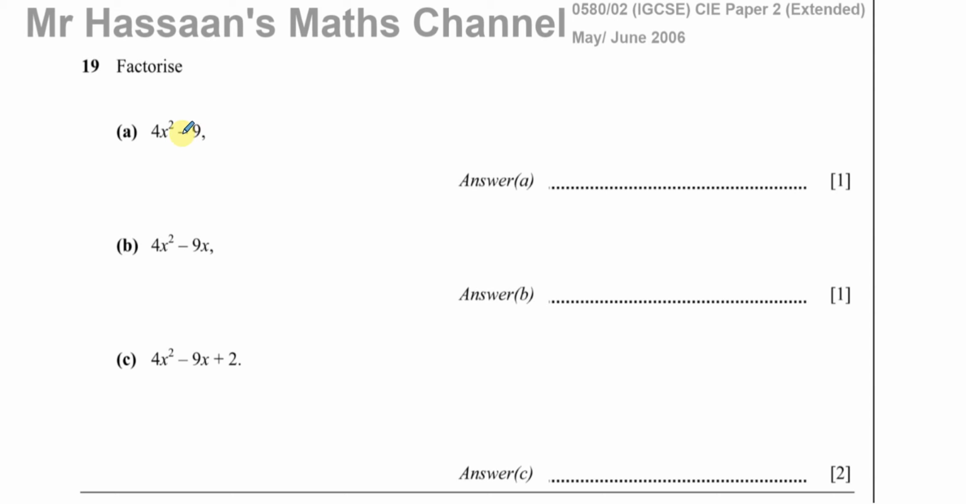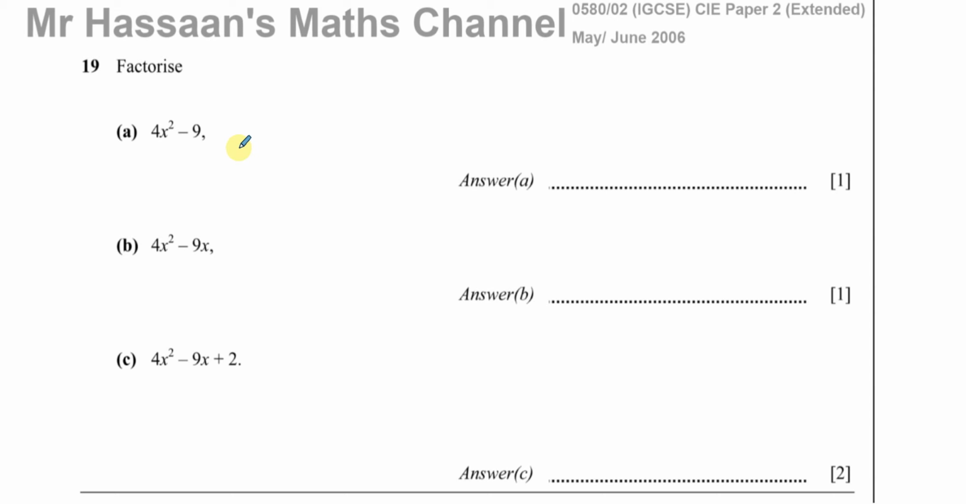minus 9. Whenever we have to factorize something, the first thing we should do is check: are there any common factors in the terms that we can write outside the bracket? What we then have to factorize will normally become a lot simpler. In this case, there are no common factors in the two terms of this expression.